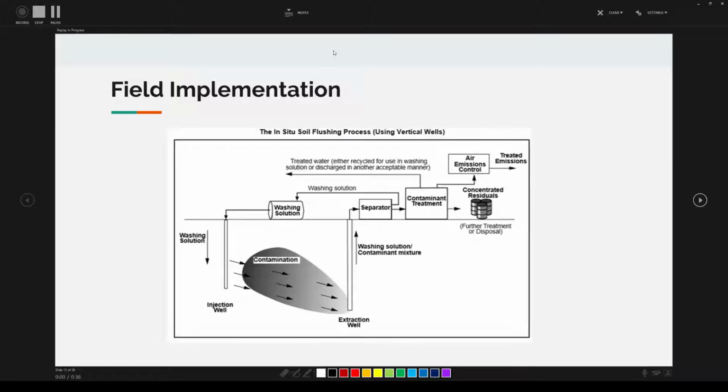I'll show you this again so that we are injecting down the additives. This increases the mobility of the contaminant, which then flows as a free phase towards the extraction well or wells, which are brought into the surface. We have a separator. We recycle the washing solution, and we have a treatment facility. We might also be having fumes, which are also treated according to the standards.